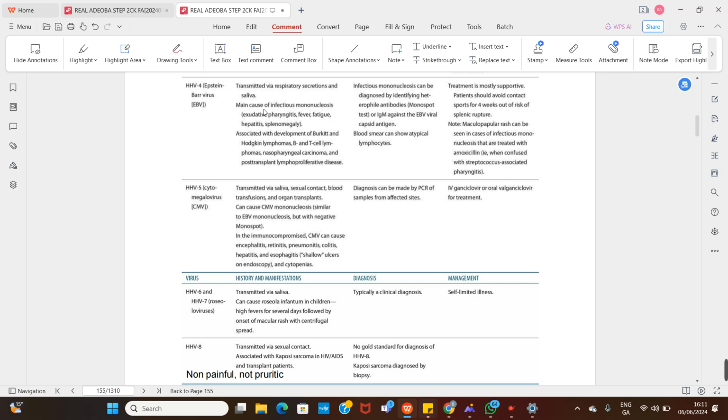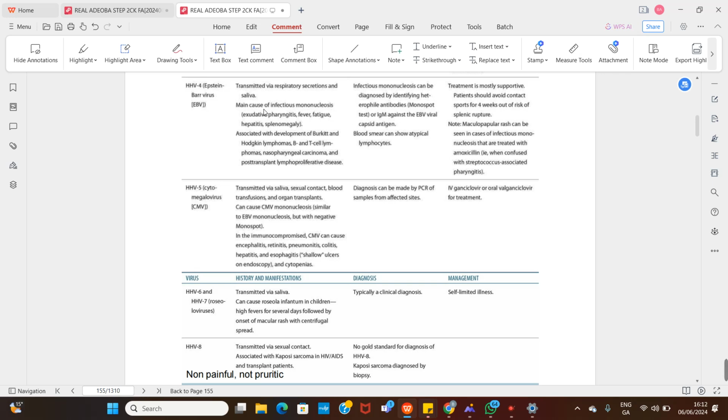What about the human herpes virus type 5, which is a cytomegalovirus? This one can be transmitted through essentially all the body fluids. Think about anything: urine, saliva, blood, organ transplantation. It can move sexually, it can move across borders, and it causes something very similar to infectious mononucleosis.